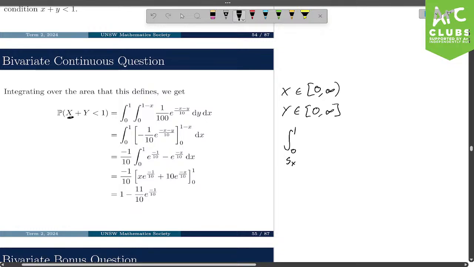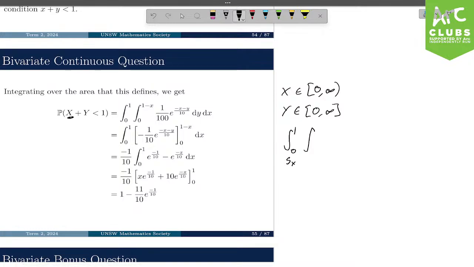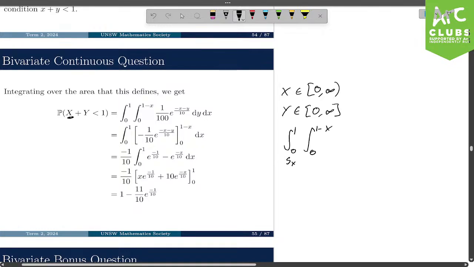This is Sx right here. Next we need an integral for what the value of y should be. Well, since we're saying less than or equal to 1, we're going to want y to be every value from 0 to the complement of x to make 1, right? So we're going from 0 to 1 minus x. And this is going to be our domain of y within this integral, within reason.